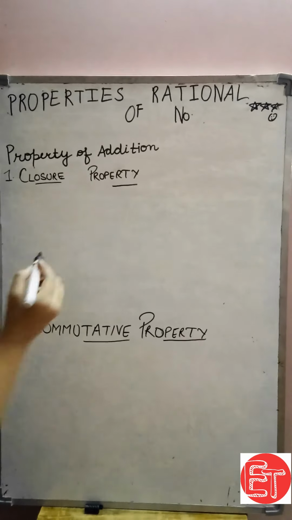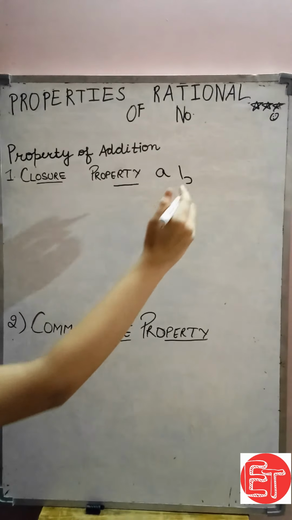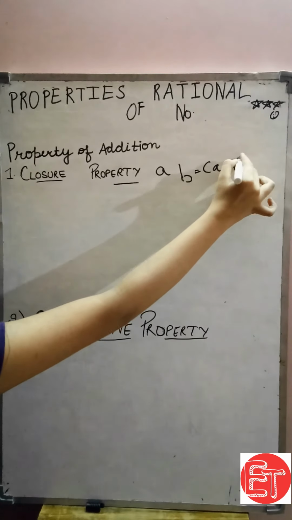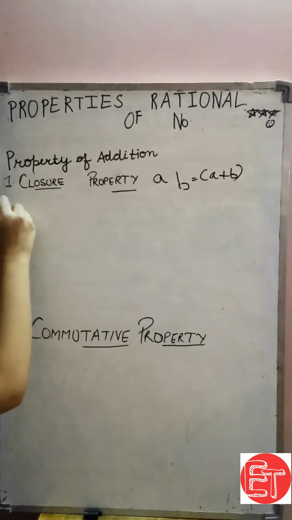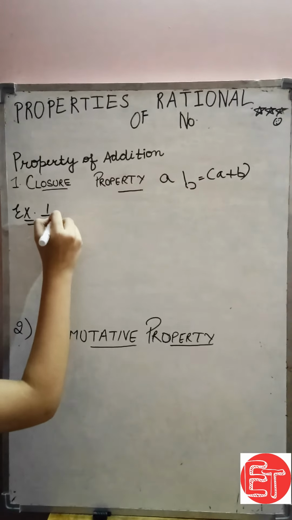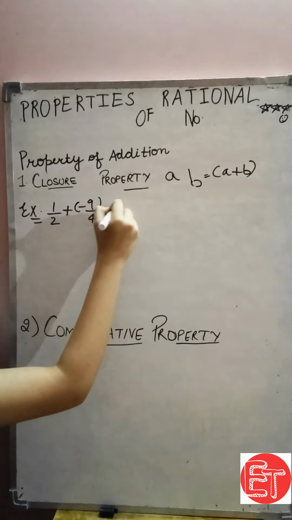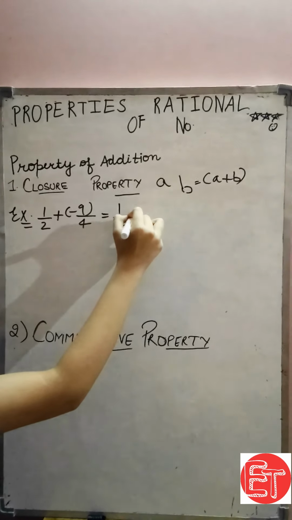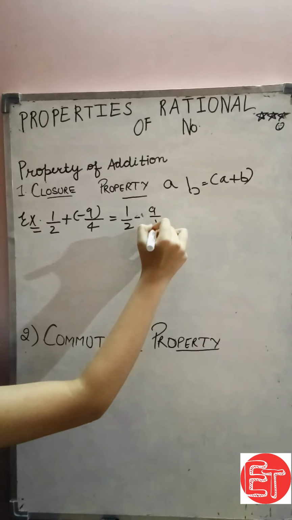It means if A and B are two rational numbers, then its sum, that is A plus B, will also be a rational number. Okay. Let's take an example first of all. So our example is 1 upon 2 plus minus 9 upon 4 equal to 1 upon 2 plus minus then minus 9 upon 4.